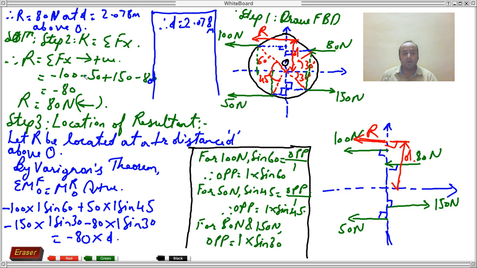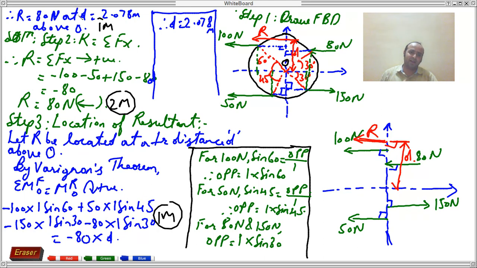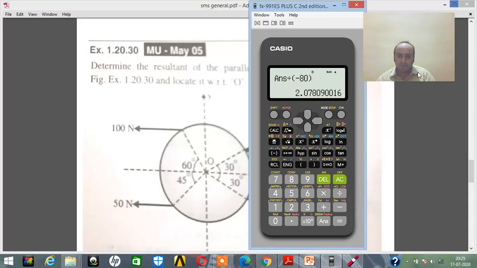Friends, how the marks are going to get distributed for this particular problem: this comes for 4 marks in the university paper. Basically, R is given with 2 marks along with the calculation, of course. So this entire calculation will be given 1 mark for Varignon's theorem, 1 mark for the final value. Sorry, R will be given 1 mark, and these two diagrams, the FBD, definitely is given 1 mark, along with the calculation part. So friends, this is how the problem gets completed.